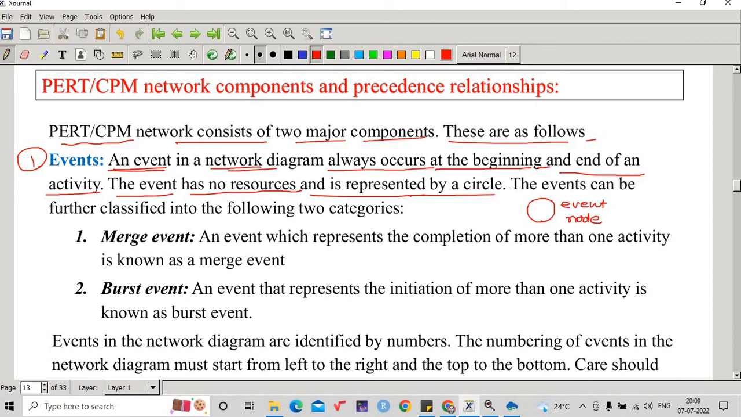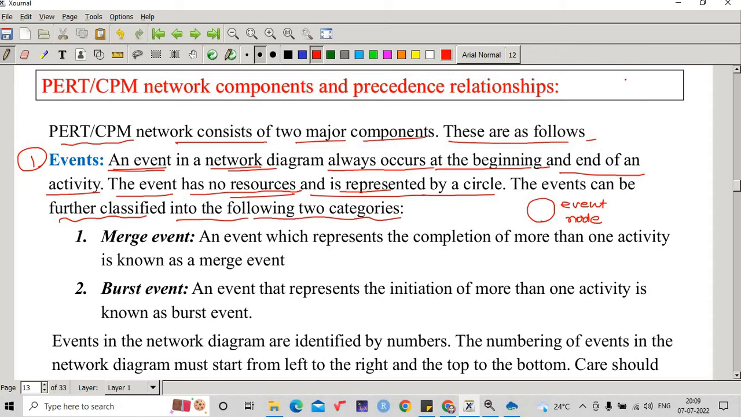So we don't have any activity at this particular point. This is your node. So the event has no resources and is presented by circle. So we don't have resources over here. We are having resources for the activities, not for the events. The events can be further classified into the following two categories.